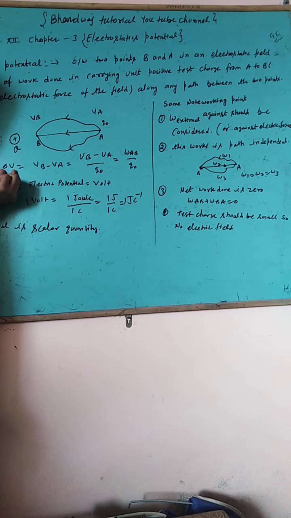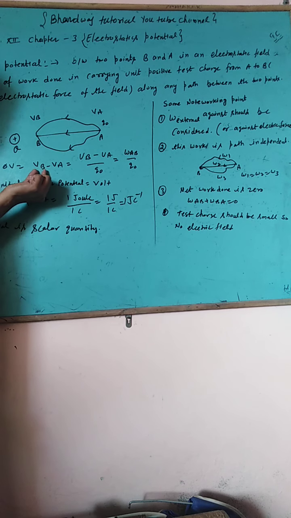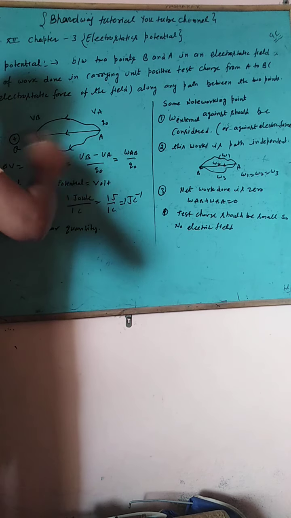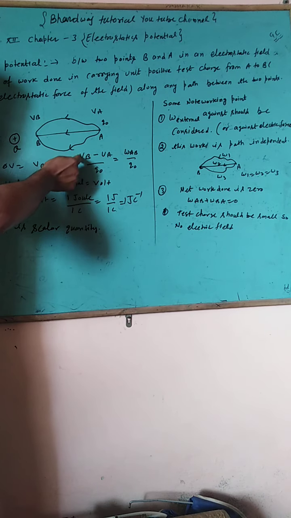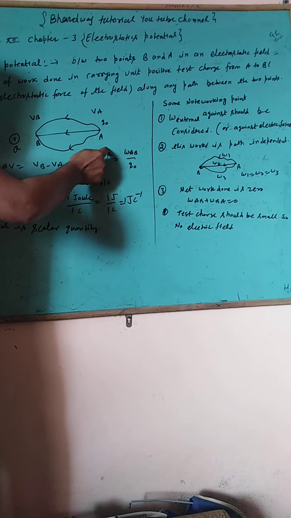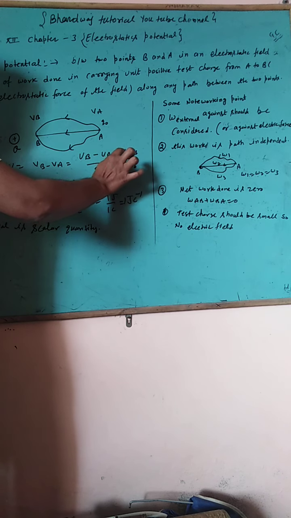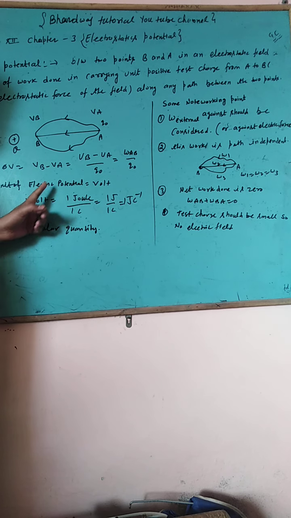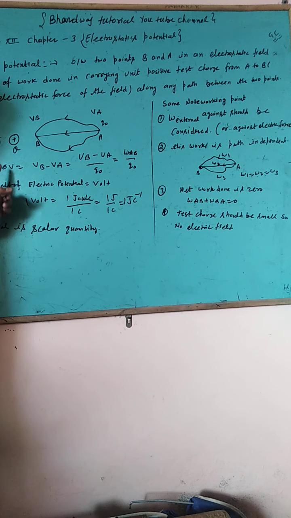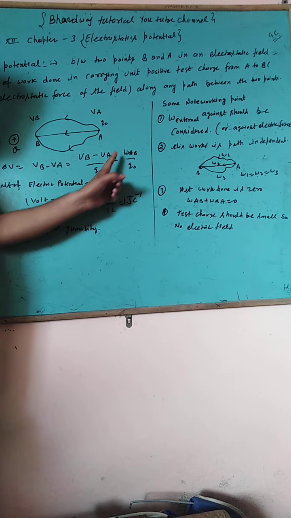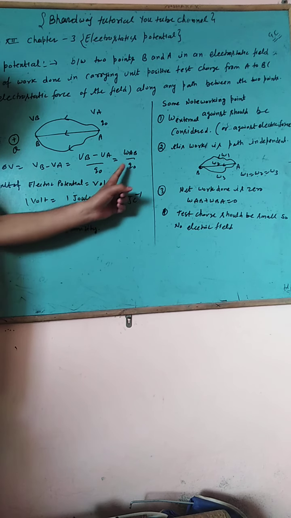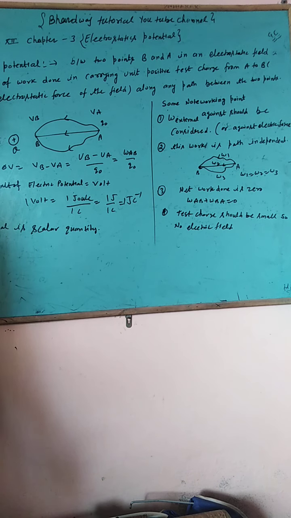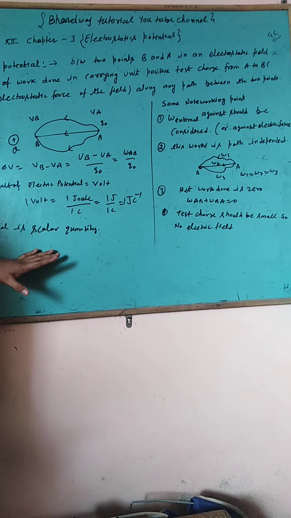Where delta V is the potential difference, VB the final potential minus VA the initial potential, is equal to the change in potential energy, final minus initial, upon Q naught, which is equal to WAB upon Q naught. The SI unit of electric potential is volt. Then 1 volt is equal to the work unit joule over the charge unit coulomb, that is, 1 joule per coulomb. Potential is a scalar quantity.